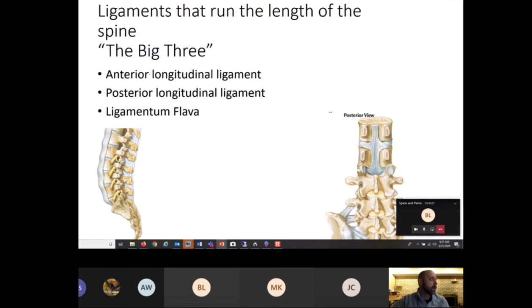We also talked about these big three. Again, all three of these run from C2 down to the sacrum. ALL being in the front. PLL, just recall, the posterior longitudinal ligament is behind, posterior to the vertebral body, but otherwise you could describe it as being anterior in the spinal canal. Okay, so remember that ligamentum flavum is what's in the posterior aspect of the spinal canal. That's something that people might get tripped up on.